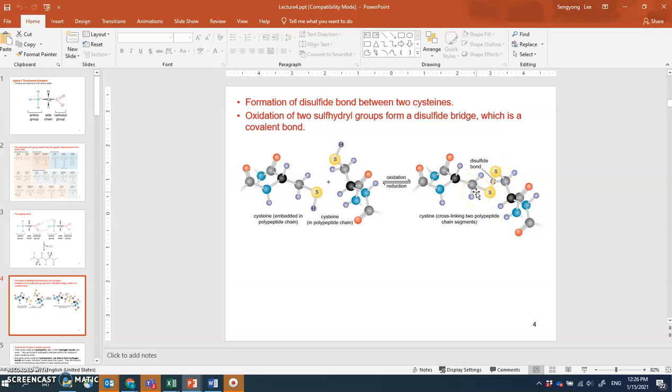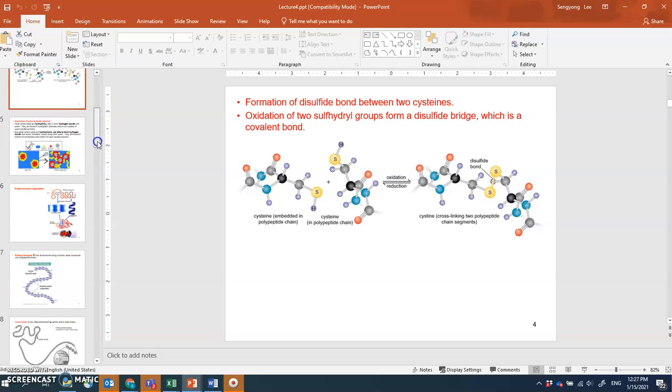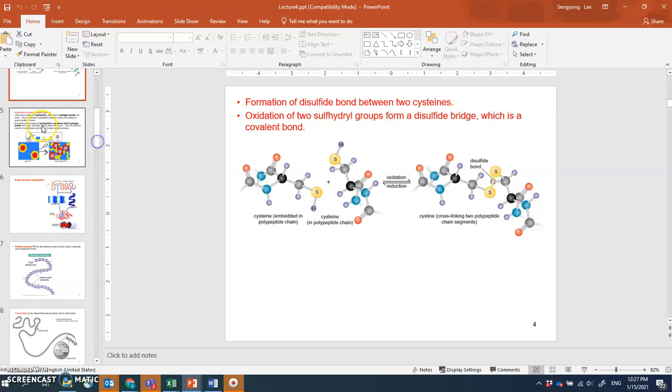Okay, but if you provide a lot of SHs, this could be broken up. Okay, understand? Cysteines, they can make disulfide covalent bonds.